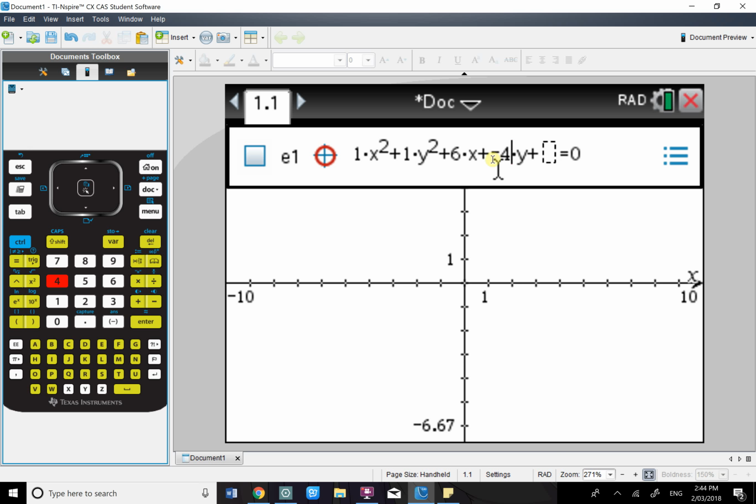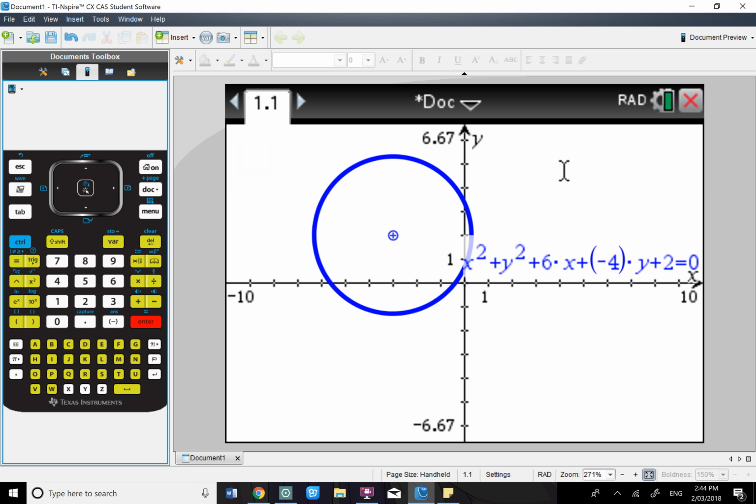We can put a bracket, and then plus a 2. Okay, that's the circle. Yes? Why does it automatically do it, like when you type it, you put a 1 in front of the x squared? It automatically... maybe it's just my pen.